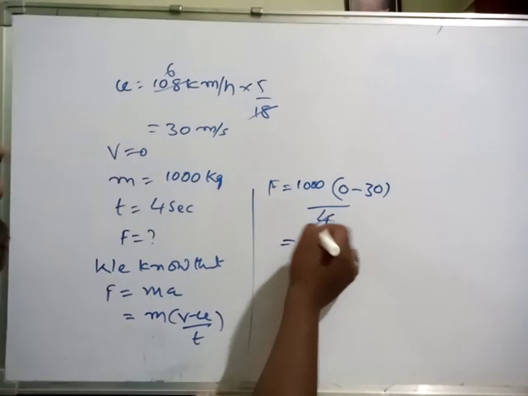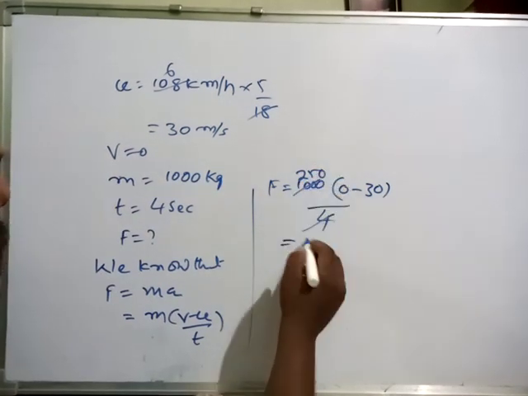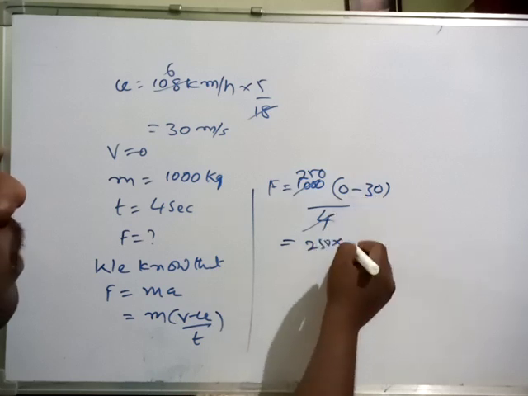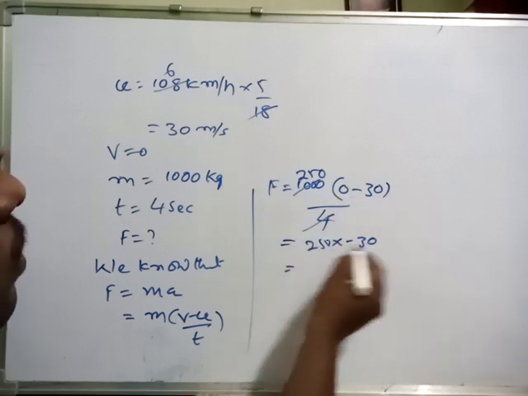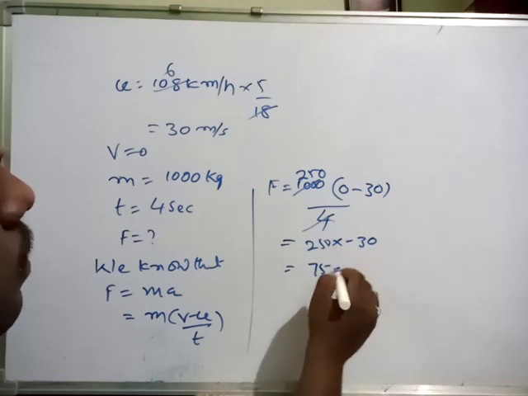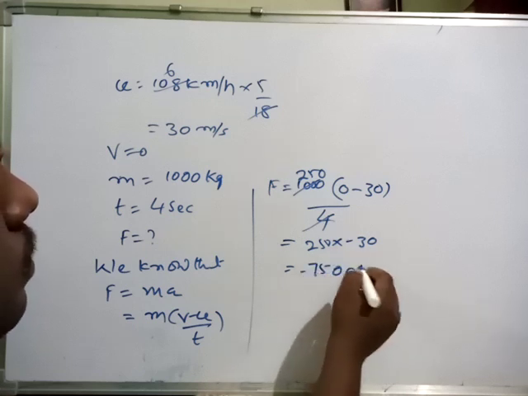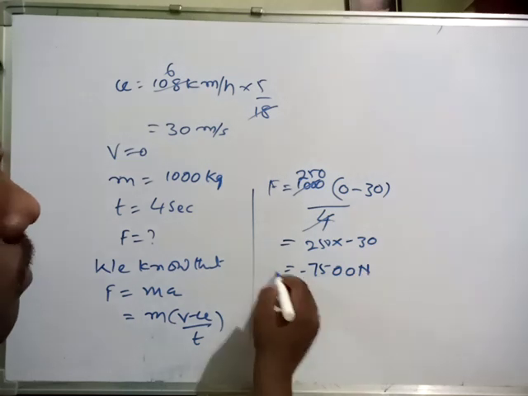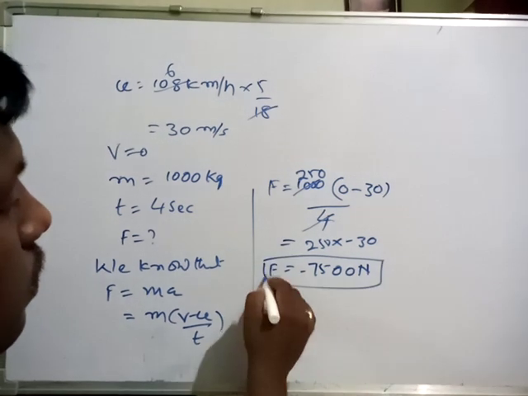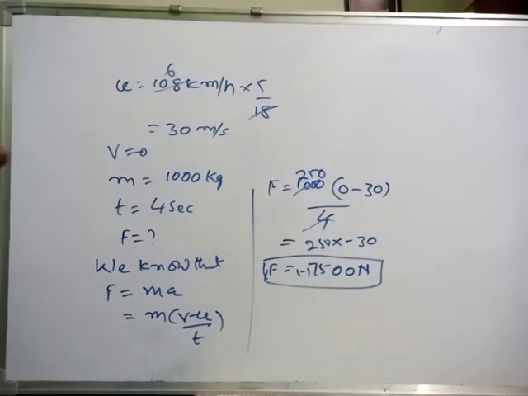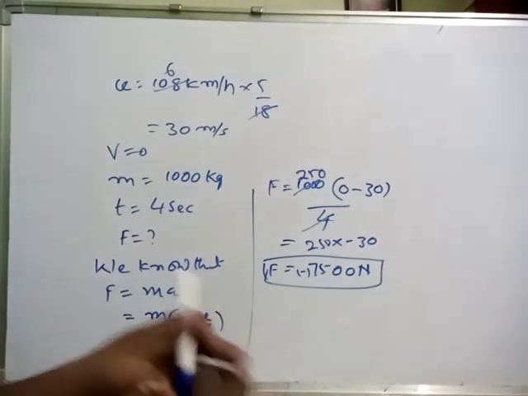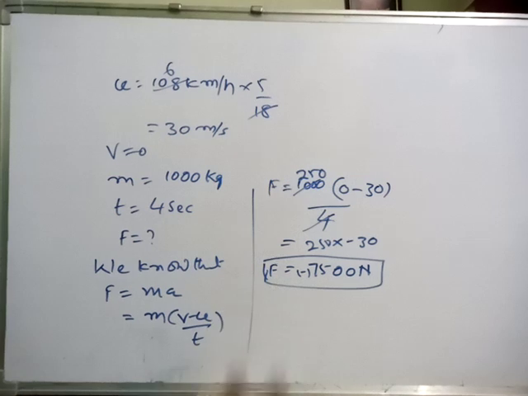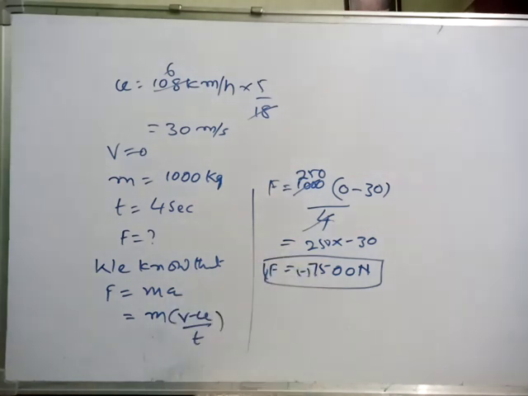You know very well 4 into 25 is 100, no? So 250. 250 into (0 minus 30), minus 30. 25 into 3 is 75, and then 0 0 is there. So minus 7500 Newton force is required. Minus should be there because that is what we call negative force. It means the vehicle moves in one direction, and in the opposite direction only the force will be applied by the brakes. That's why minus will be there. So what is the force we require? 7500 Newton force is required.